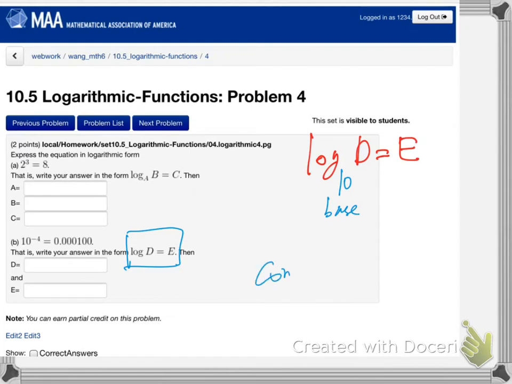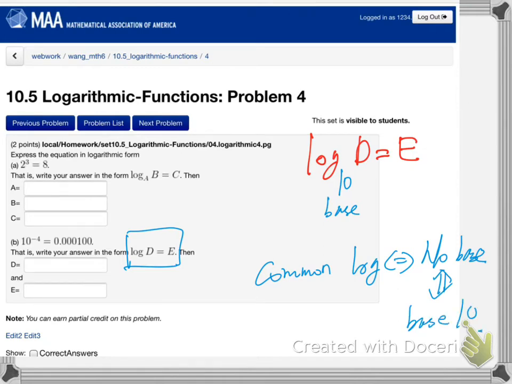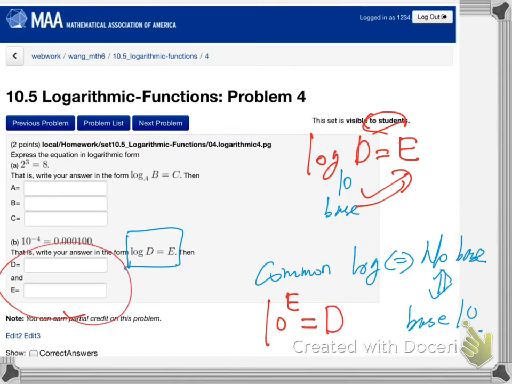Common log means no base, which is equivalent to base 10. So you can add the base 10 here, and then we do the circle. So 10 to the E's power is D, and then you can answer the question, what is D? So here we learned a new thing. It's called common log. There's no base in this log notation, which means the base is 10.